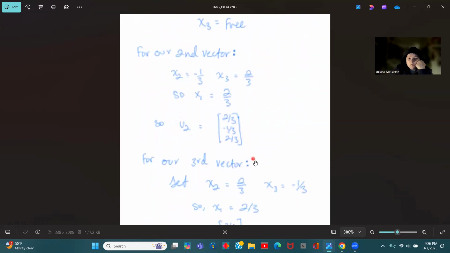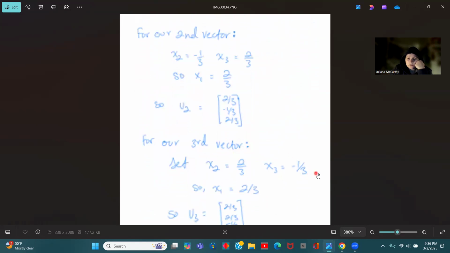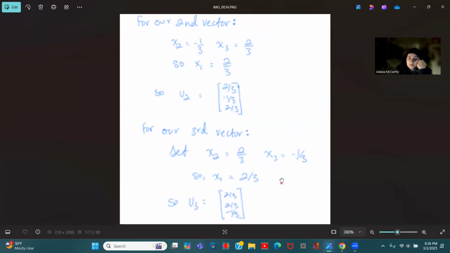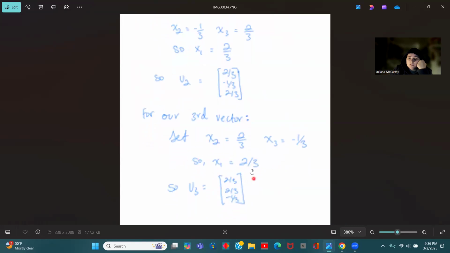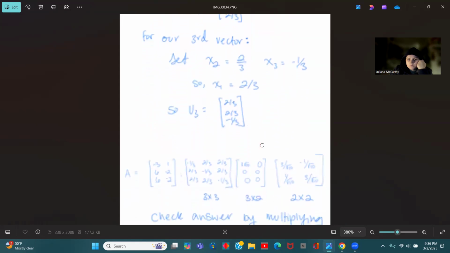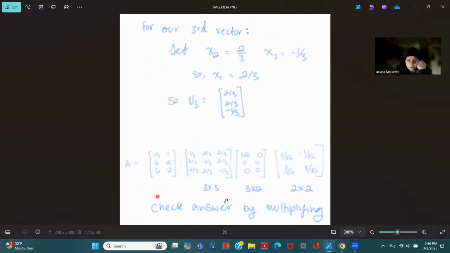And then for our third one, I'm just going to choose two more values. That makes sense. X2, I set to 2/3, and x3, I set equal to negative 1/3. So when we plug that in, we get x1 equals 2/3. So this is our third column vector of u. And so this is what we have in the end.